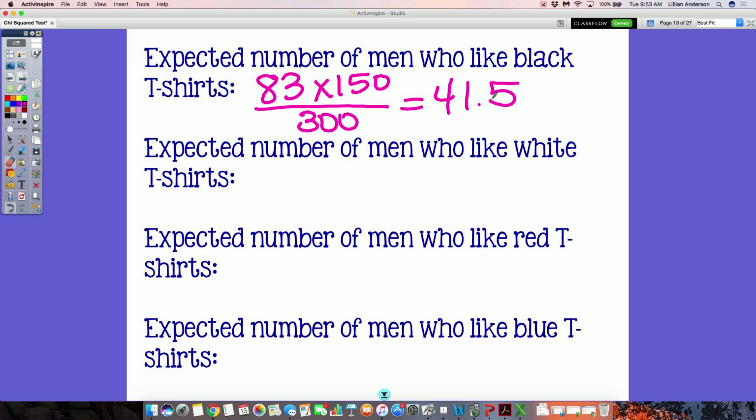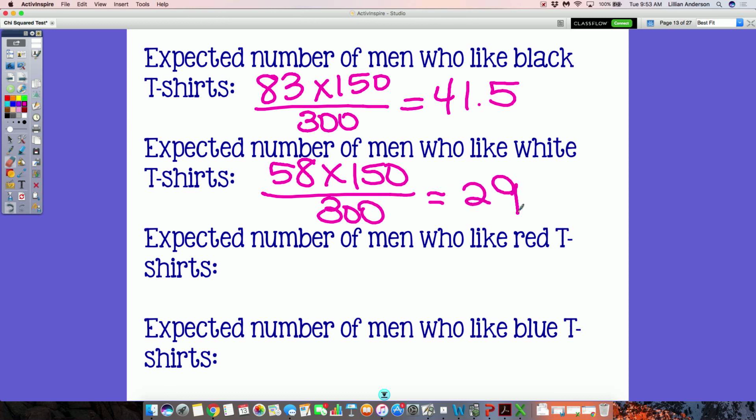Number of men who like white t-shirts. What are going to be the two numbers that we multiply together? 58 and 150, and we're going to divide it by 300. Even? Yes. No decimal? No. Cool. Expected number of men who like red t-shirts.